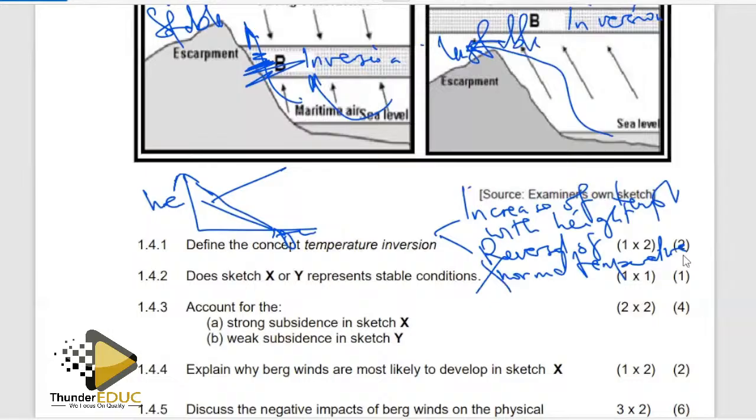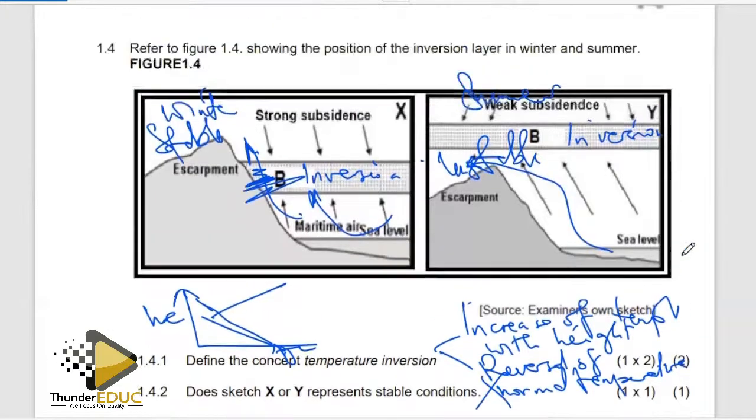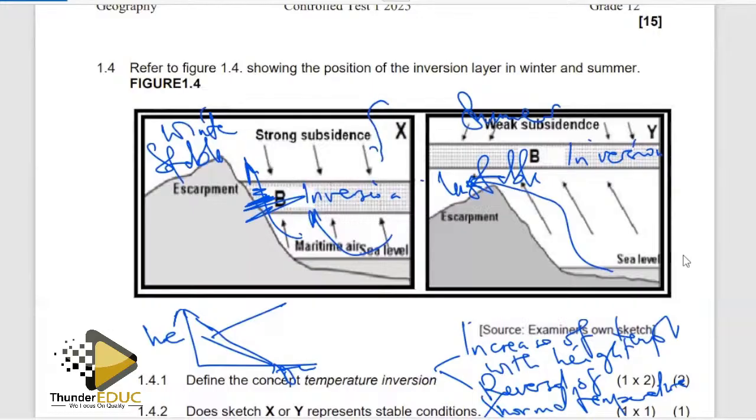Right. Account for the strong subsidence in sketch X. Why do we have strong subsidence here? This is winter conditions. The air is cool, or rather is cold. Cold air is denser, and it tends to sink. There is cold air which tends to sink because of winter conditions. The Kalahari high pressure cell is more active because of cooler conditions. That is what creates the strong subsidence in X.